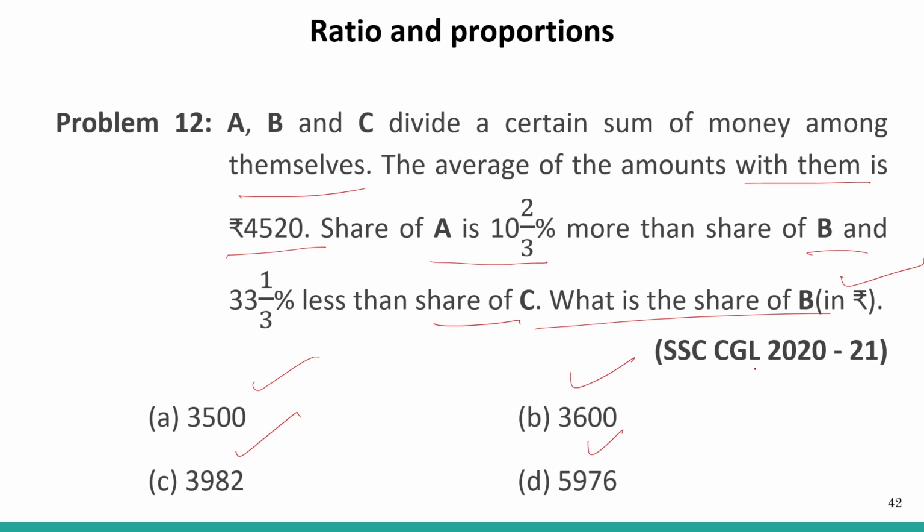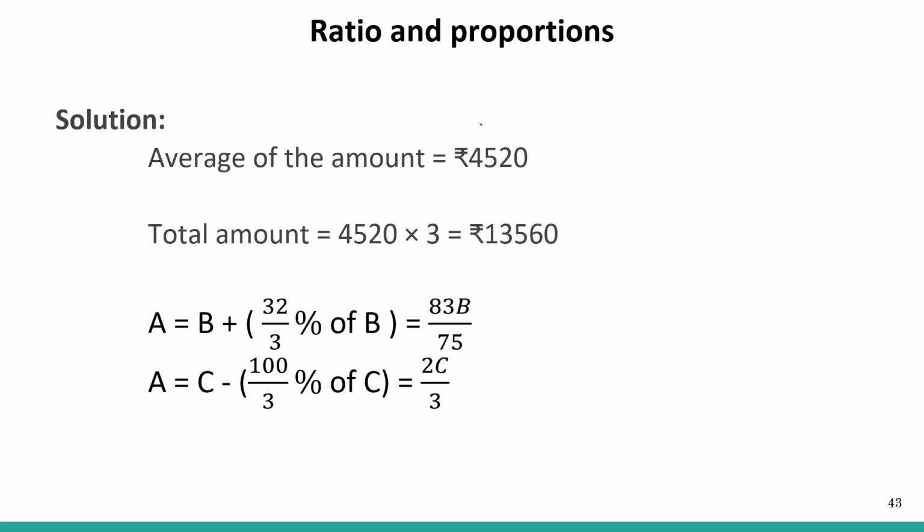This question has been asked in the SSC CGL 2020 and 21 exam. Okay, so this is a very standard problem. Let's see a way to solve this question. So the average amount will be 4520. So the total amount is equal to the average amount into 3, because there are 3 persons. So that is 13,560 in rupees.